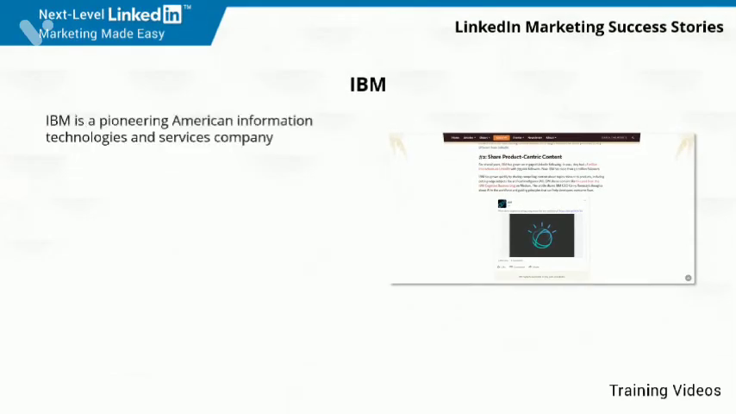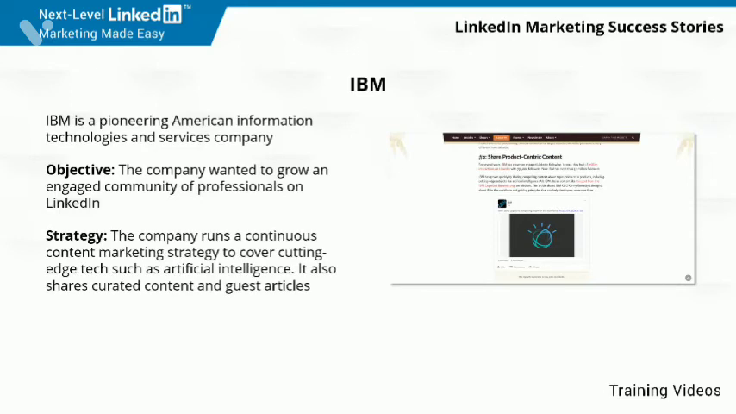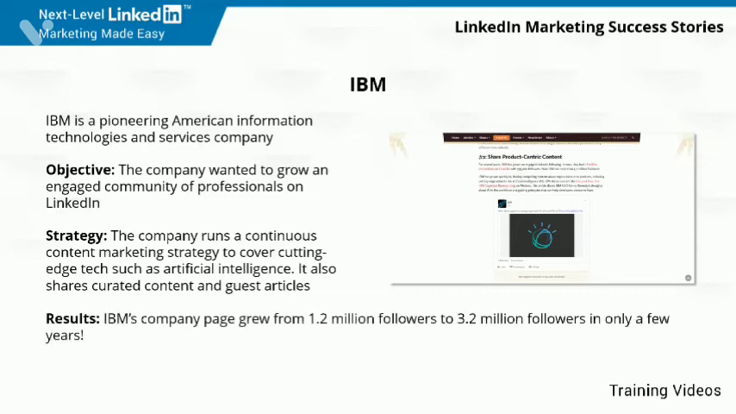IBM. IBM is a pioneering American information technologies and services company. Objective: the company wanted to grow an engaged community of professionals on LinkedIn. Strategy: the company runs a continuous content marketing strategy to cover cutting-edge tech, such as artificial intelligence. It also shares curated content and guest articles. Results? IBM's company page grew from 1.2 million followers to 3.2 million followers in only a few years.